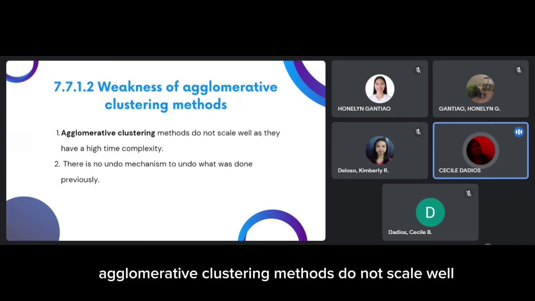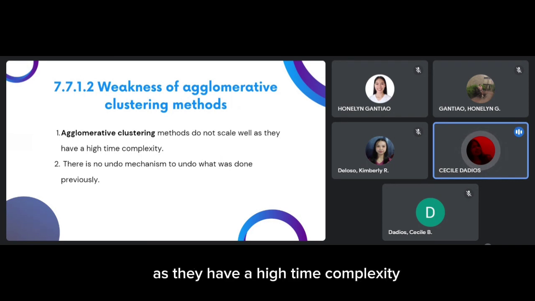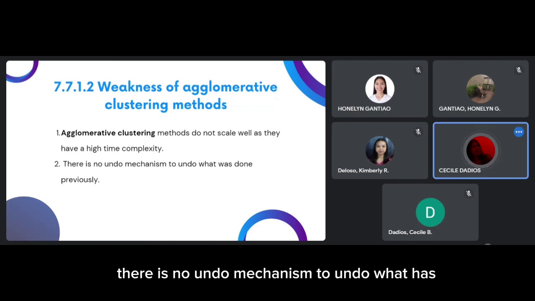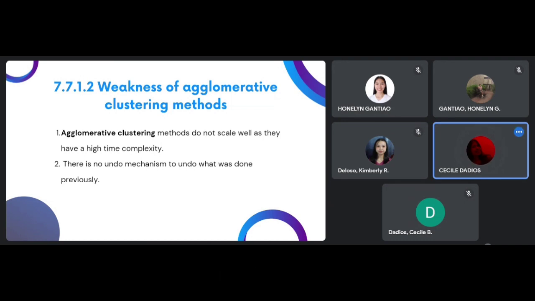First, agglomerative clustering methods do not scale well, as they have a high time complexity of at least O(n squared), as the algorithm will have to compute n times n distances, where n is the number of total objects. And the second one, there is no undo mechanism to undo what has previously been done.